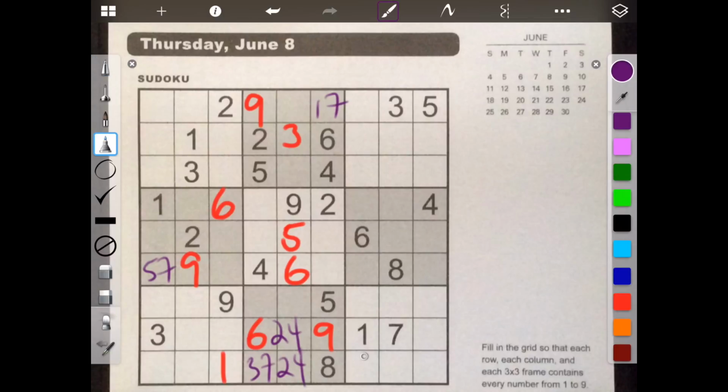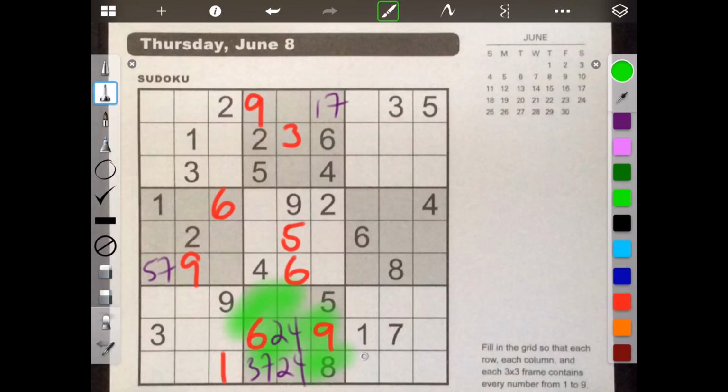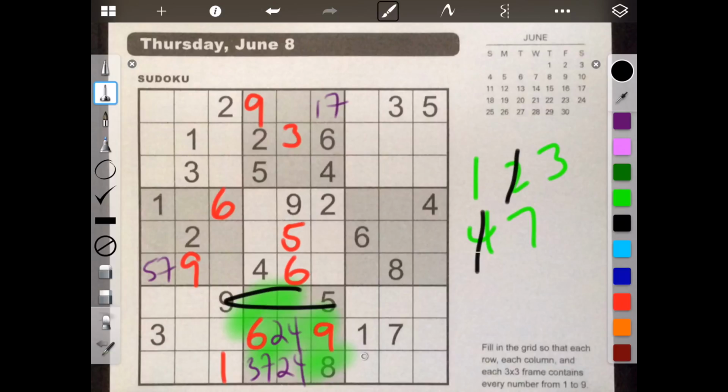So if that's the setup for this frame, I need 1, 2, 3, 4, 7. So 2 and 4 already taken out for that frame. So I'm left with 1, 3, and 7. But there's no information for the other spaces when you take that out. Because here I have nothing to put. Well, I have a 3, so I have 1 and 7.